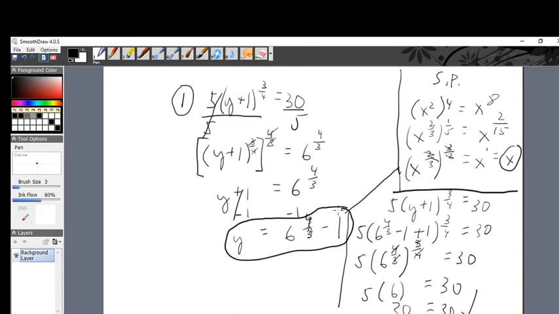Here is the answer. Y is equal to 6 to the 4/3 power minus 1. I just rewrote it. It's there, but I rewrote it again.